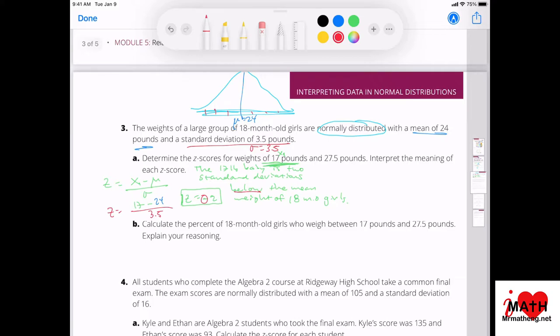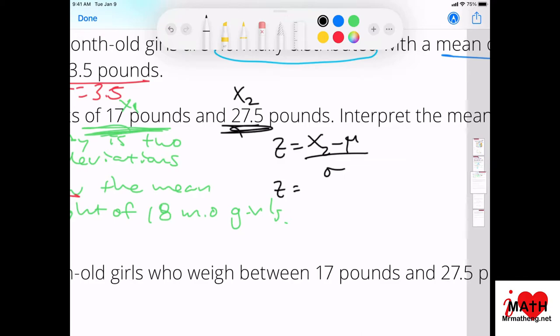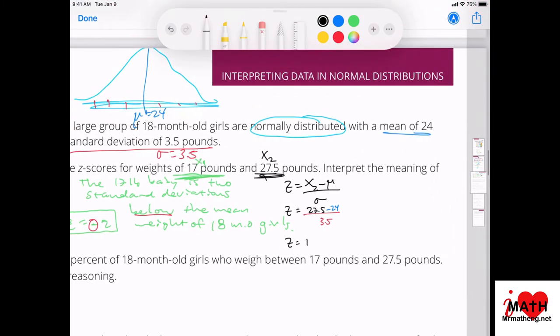Okay, let's go ahead and try that same problem now, but do the 27.5-pound girls. Z, same formula. I'm going to call this one x2. That just means it's the second weight minus the mean divided by standard deviation. We have 27.5. Our mean was 24. And our standard deviation was 3.5. And then we get a score of 1. So basically the same thing.